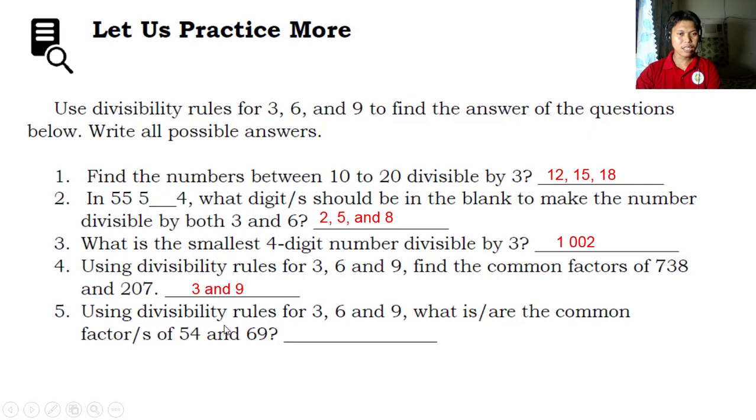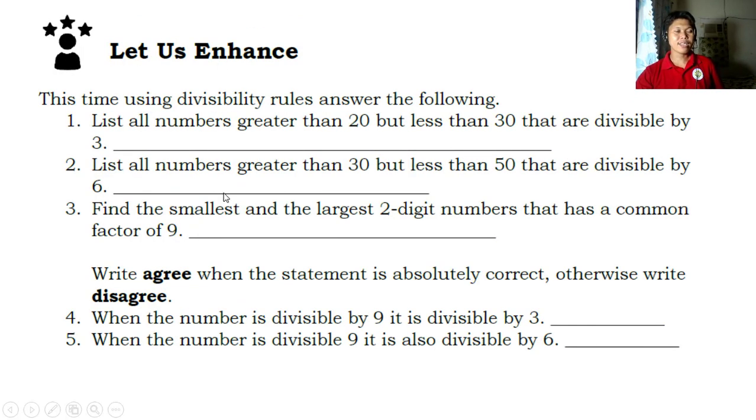Sa 3... Tingnan natin. Sa 6, hindi na pwede kasi 9, odd number. So, pwede sa 3. 6 plus 9 is 17. Hindi pwede sa 9. So, it is only 3. Okay, so I hope that you got the correct answer. And let us enhance activity.